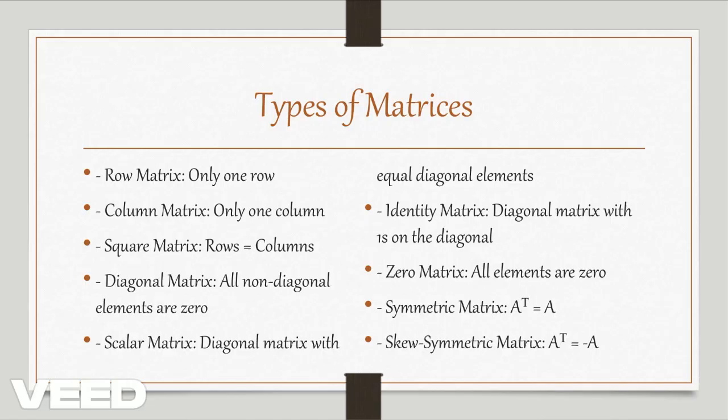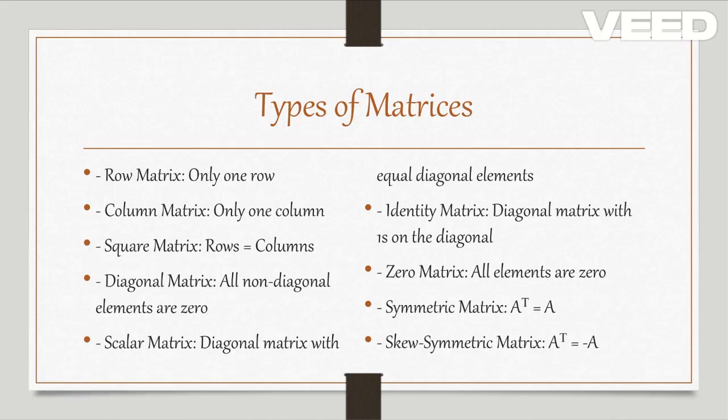What are the different types of matrices? We have this many types of matrices. We can see here: row matrix with only one row, column matrix with only one column, square matrix, rows equal to columns, diagonal matrix, all non-diagonal elements are zero, and on the diagonal we have some numbers. Scalar matrix is a diagonal matrix with the same diagonal element. Identity matrix, a diagonal matrix with ones on the diagonal. Next, zero matrix, all elements are zero.